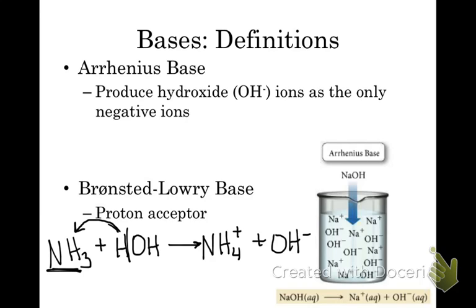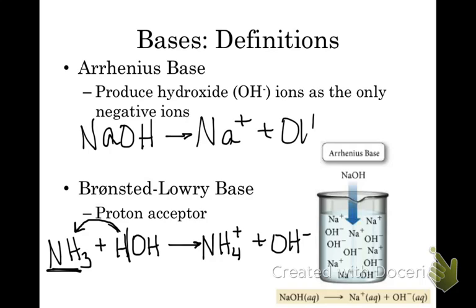So this is why we need to have 2 different definitions of bases. One is the Arrhenius base, where you have NaOH producing Na+ and OH-, whereas the Bronsted-Lowry base says that the NH3 is actually going to take on one of those hydrogens, or one of those protons.